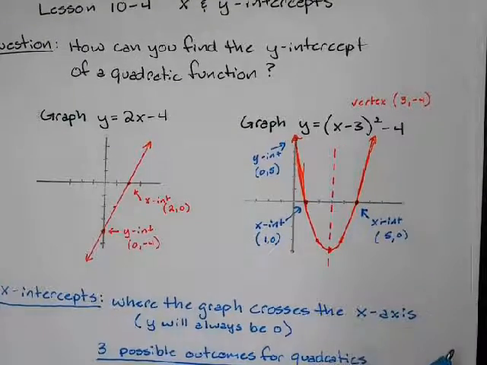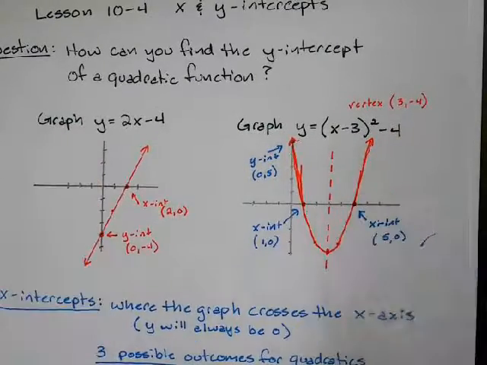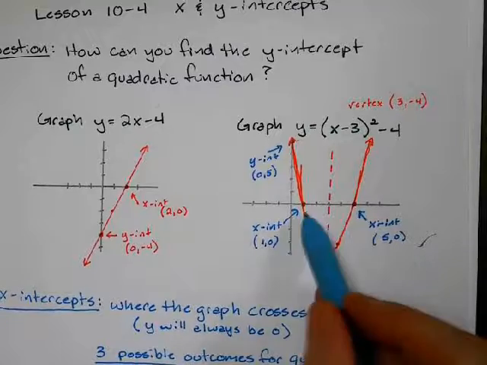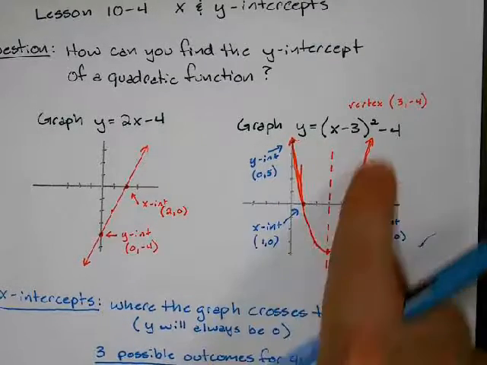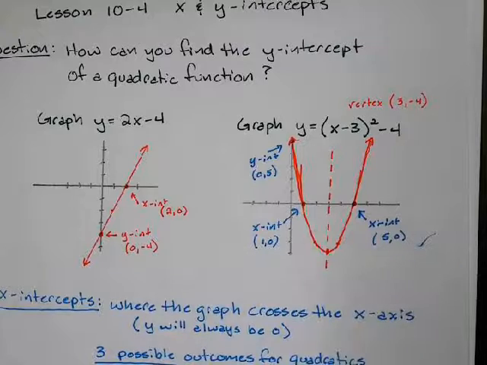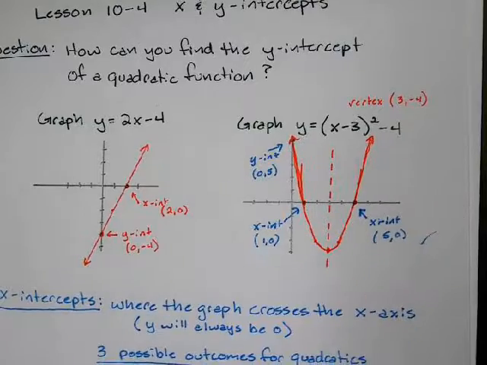So the difference between a linear equation and a quadratic equation is I can get multiple x-intercepts on a quadratic because it changes directions and I can cross the x-axis more than once. But I'm still only going to get one y-intercept.